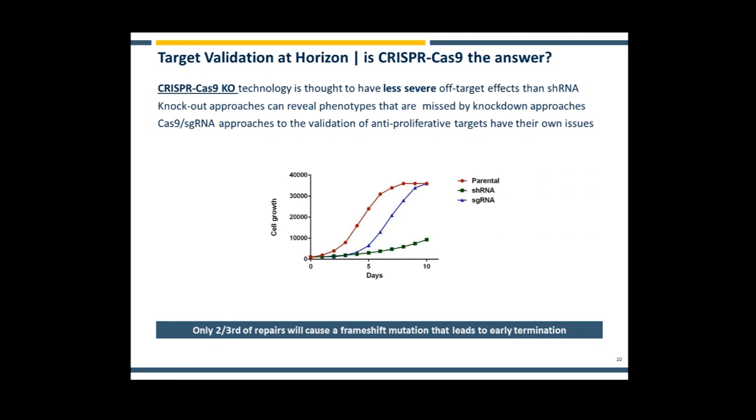CRISPR-Cas9 relies on gene editing by non-homologous end joining, which means that only 2 out of 3 repairs will cause a frame shift mutation. Therefore, any in-frame mutations may not fully disrupt the gene. However, it's not possible to determine whether this has occurred in a heterogeneous population.